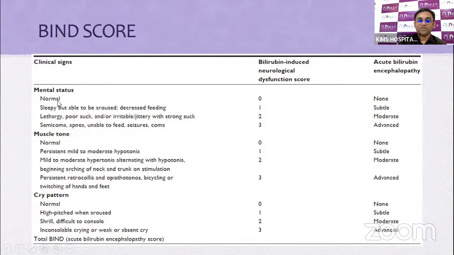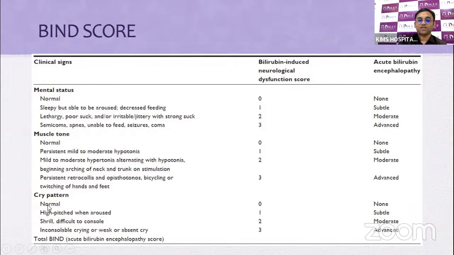For mental status, the baby will be normal, sleepy, lethargic, semi-coma, with apnea and unable to feed, and seizures and coma are there. For muscle tone, the baby will be normal, or there may be mild hypotonia, and then it can lead to moderate hypertonia, and there may be arching of the neck and trunk on stimulation. Then, going to the advanced stage, the baby has persistent retrocollis and opisthotonos with bicycling or twitching of the hands and feet.